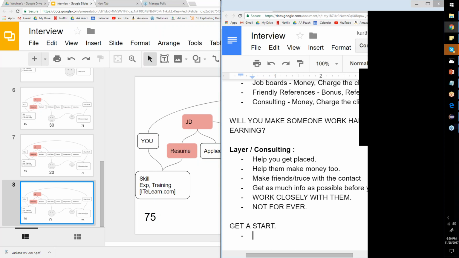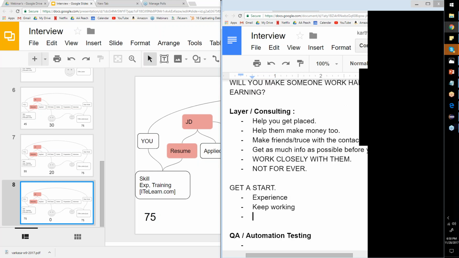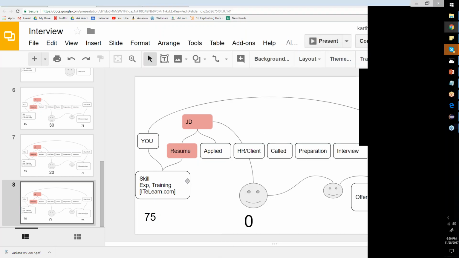Now, to get a start, there are two ways. One, experience. Keep working on something, and sometimes you'll have to show reference checks as well. Like I mentioned, I will not focus on skill, experience, and training in this session. I'm just saying mentally be prepared to share temporarily with someone who's helping you get to that stage. Do not think about a job which you'll do for 6 months. Think about a job which you'll do after 1 year, forever. That is what a career is all about.